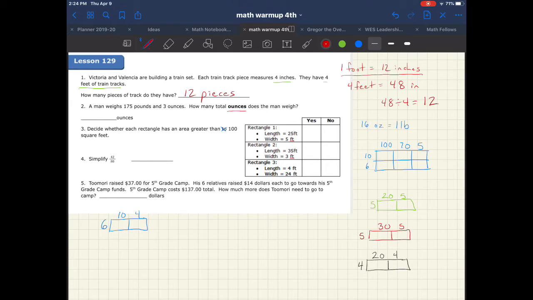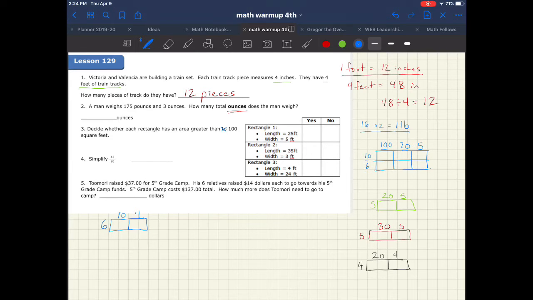Number 2, a man weighs 175 pounds and 3 ounces. How many total ounces does a man weigh? So here we need to know that there are 16 ounces in 1 pound, and he weighs 175 of those pounds, so we're going to do 16 times 175, which I set up with the area model over here. Here's 175, and here's the 10 and 6 to make 16.